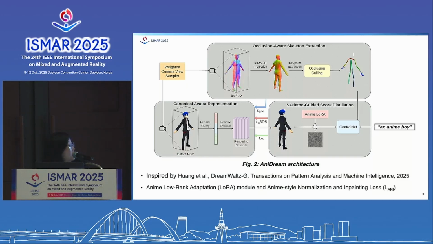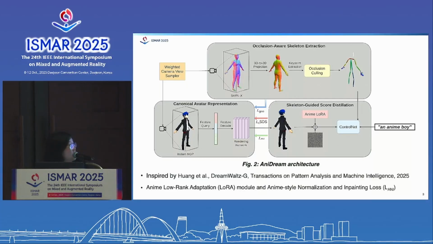The second block is the skeleton-guided score distillation, which receives as input a text prompt and also the image that we got from the previous block. ControlNet uses these 2 inputs and combines them into a diffusion model that, through a process of score distillation, guides the appearance of the avatar. The last block is the canonical avatar representation, which uses an Instant NGP neural network to generate the 3D model for the avatar.